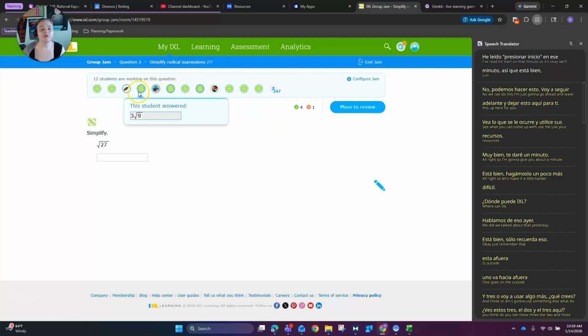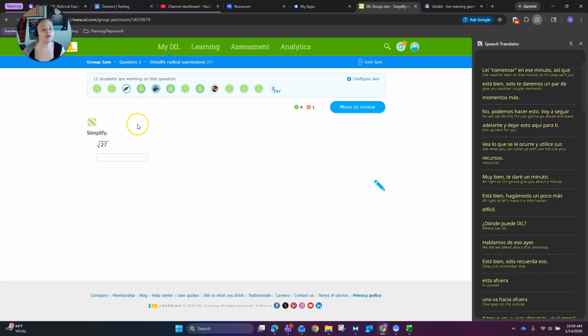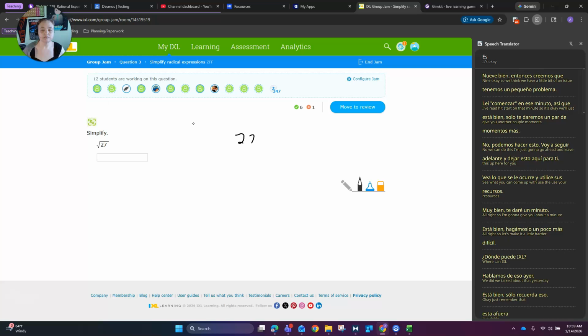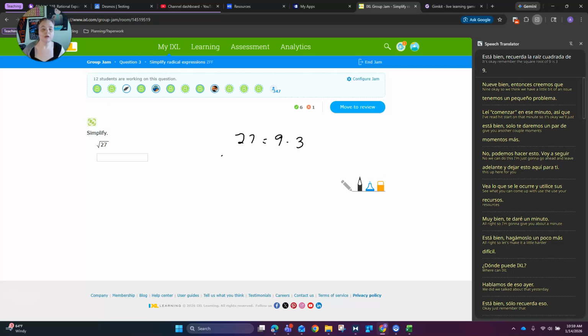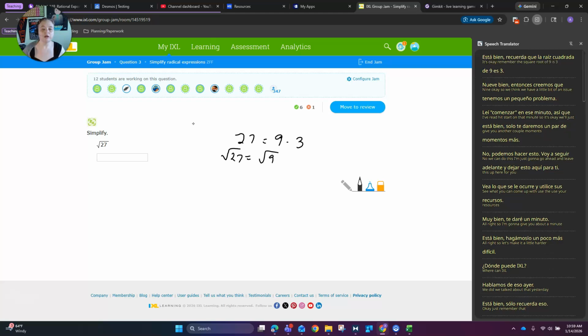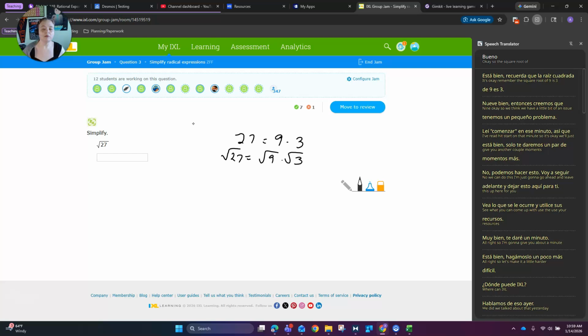So we've got 3 square root of 3, 3 square root of 9. Okay, so we think we have a little bit of an issue. It's okay. Remember, the square root of 9 is 3. Okay, so the square root of 27 is the square root of 9 times the square root of 3. So if you put 3 square root of 3, great.